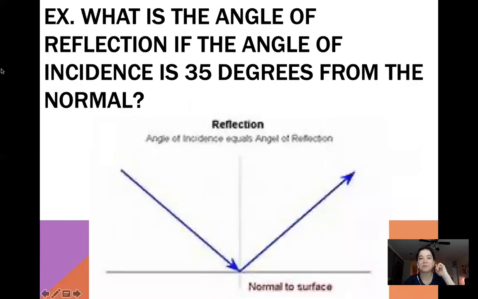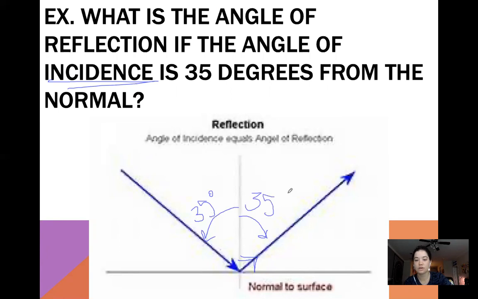All right, so here's our first example. What is the angle of reflection if the angle of incidence is 35 degrees from the normal? So I'm saying that the angle of incidence is 35 degrees. We have to look at the directions our arrows are pointing, right? Because our angle of incidence is from our incident ray, which is the ray coming in to our surface. So here's our normal, completely perpendicular to our surface. And I'm saying that from here to here is 35 degrees. If this is 35 degrees, what's the angle of reflection going to be? It will also be 35 degrees. Remember, angle of incidence equals angle of reflection.